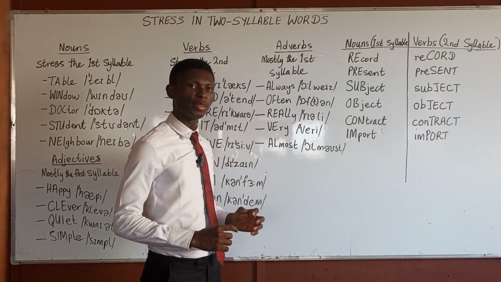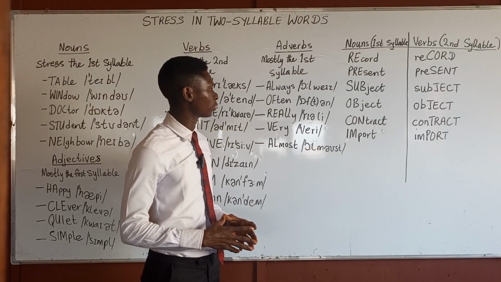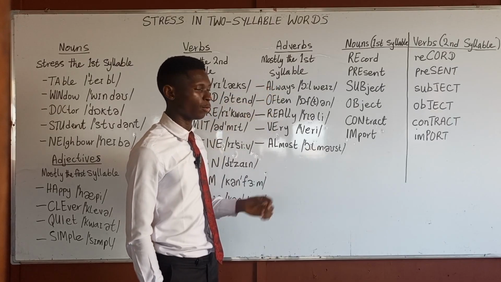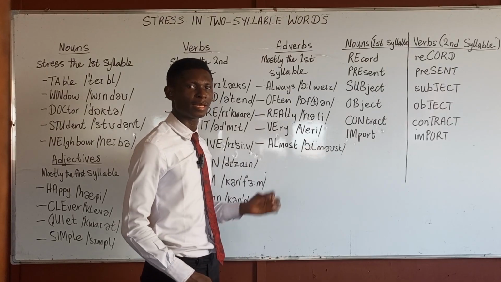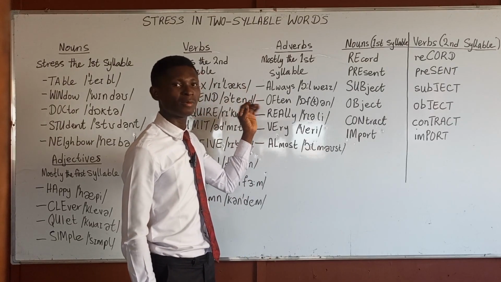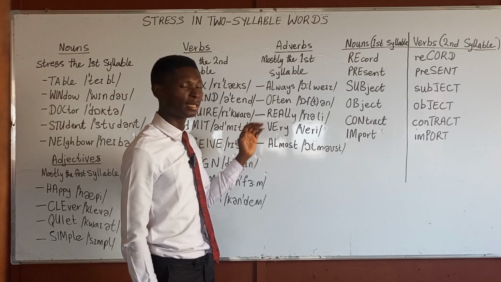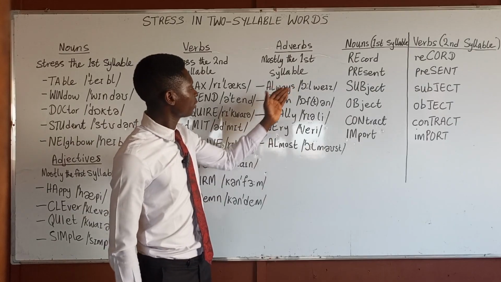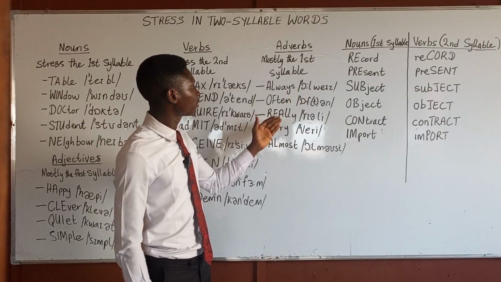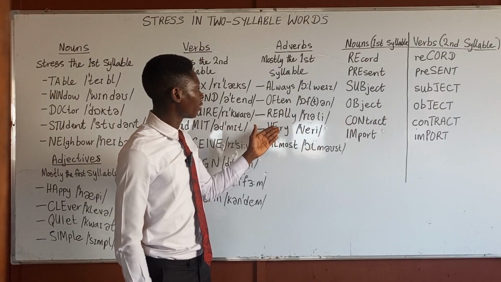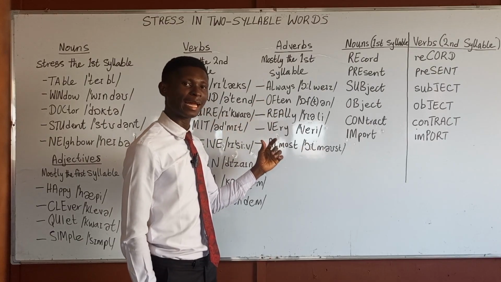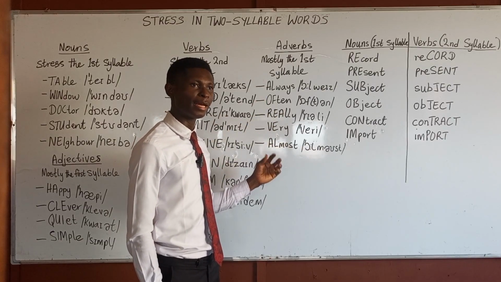So this is an indication that when you want to pronounce adverbs, especially those ones with two syllables, you have to lay emphasis on the first syllable. What do I mean by laying emphasis? Make the first syllable louder than any other syllable. All right. So, always, often, really, very, and almost. So this one is just like the nouns and the adjectives.